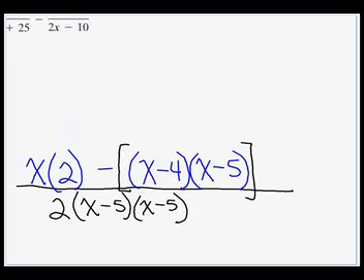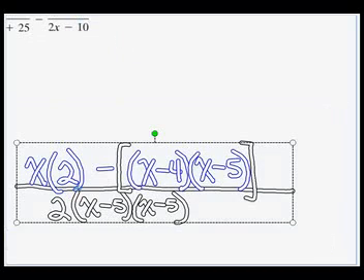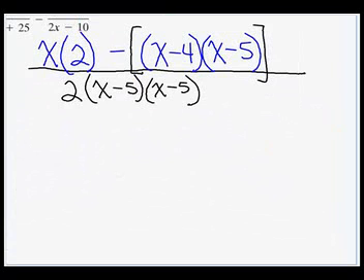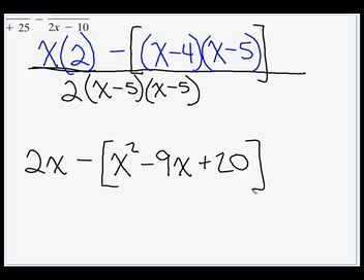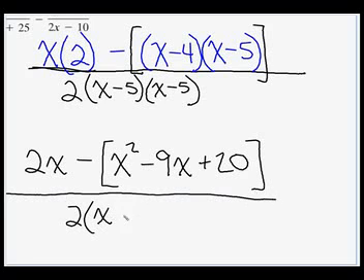So let's get started on that. Okay, that first piece of the numerator here, 2 times x is 2x. And then we're going to have minus, and I have my bracket, and I'm going to FOIL this out. That's going to turn into an x squared minus 9x plus 20. And the common denominator will stay in its component pieces.